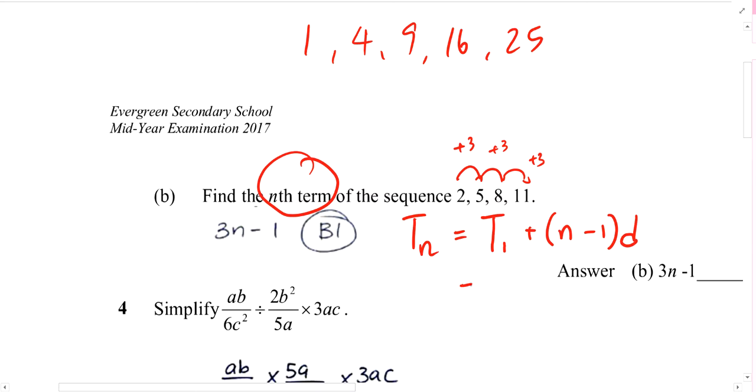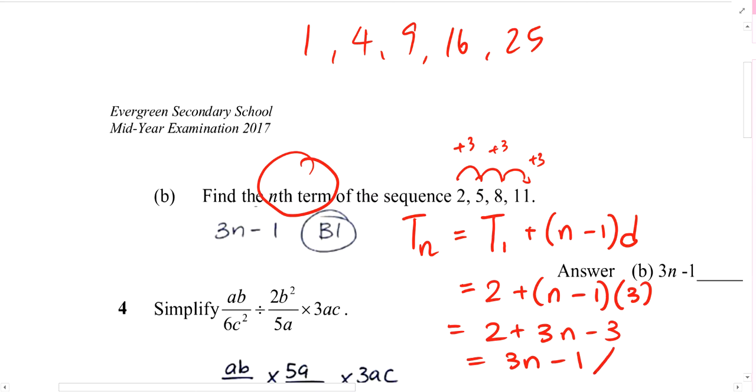Okay, so what is the first term at the moment? What do we see as the first term? 2 plus n minus 1. What is the difference? 3. 2 plus 3n minus 3 equals to 3n minus 1. Answer.